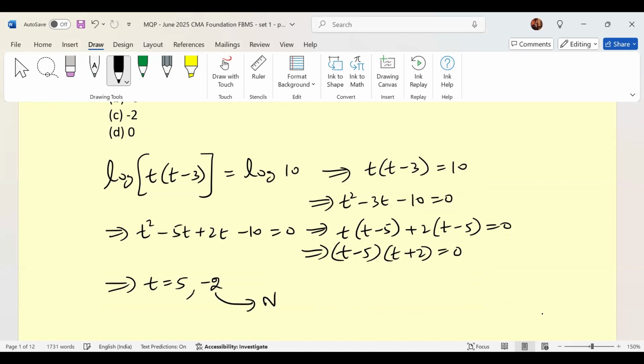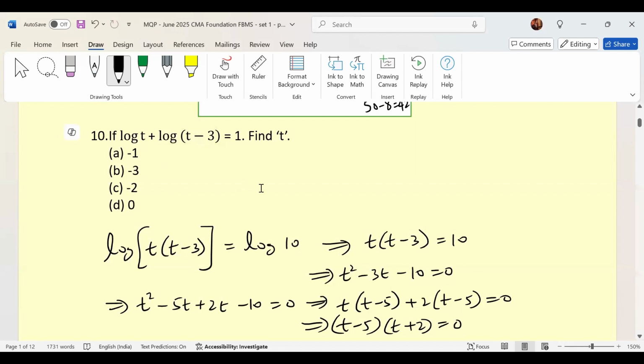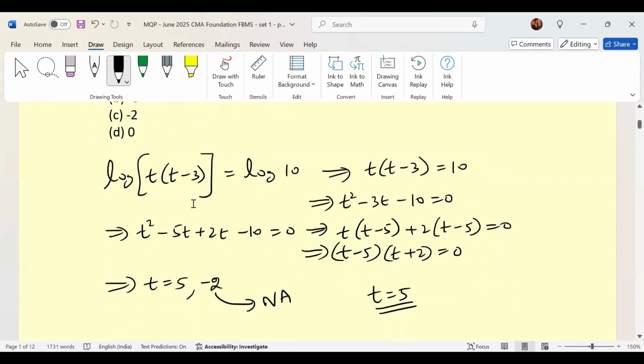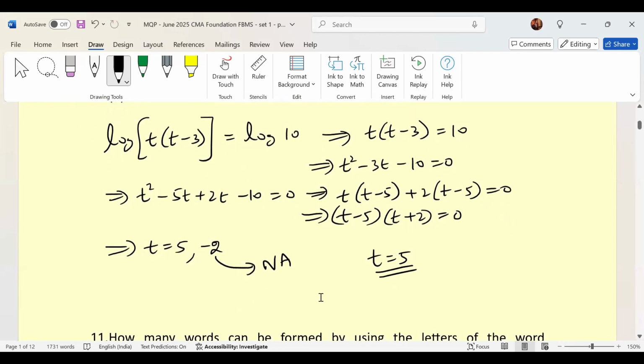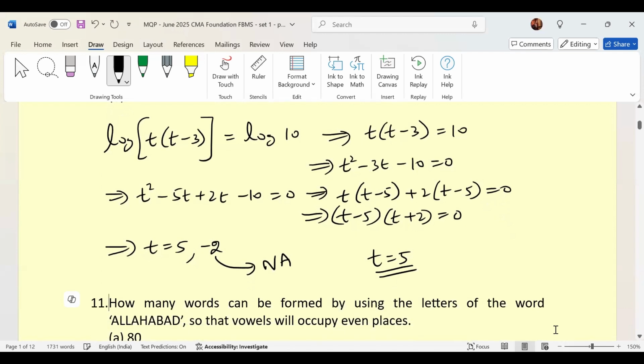But negative 2 is not applicable, because logarithm of a negative number is undefined. So our t value should be 5 only, which is not in the options. Probably the options do not cover this particular thing. Let us move on to the next one.